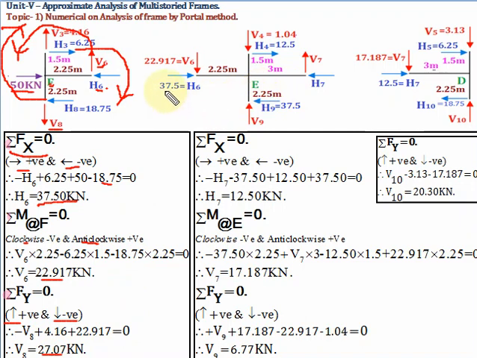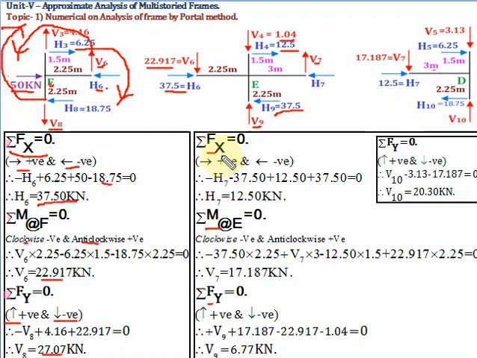Now consider the joint E. Here what are the forces known to us? 37.5, 22.917, 1.04, 12.5 and 37.5. These are known to us. Which are not known to us? V7, S7 and V9. So these are the unknowns. Three unknowns are there, so three equations are required. We'll apply summation Fx, summation of moment at E and summation Fy equal to 0.